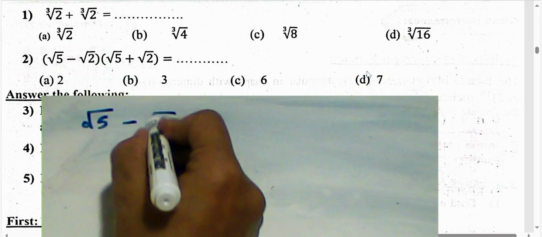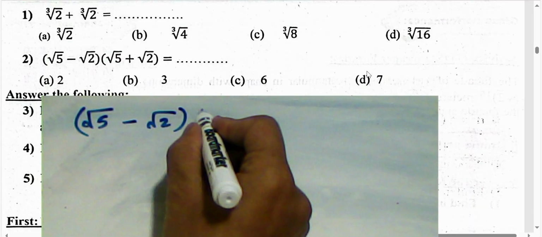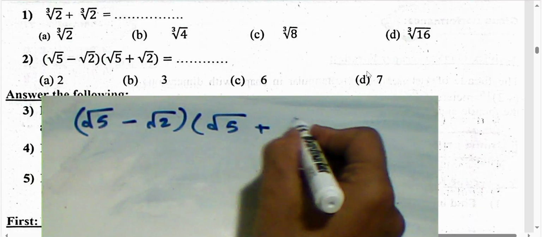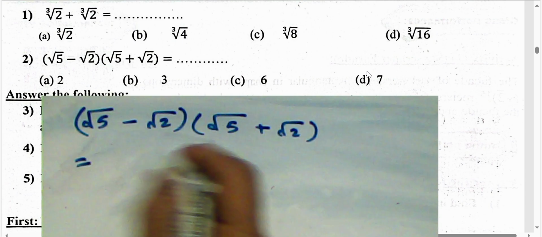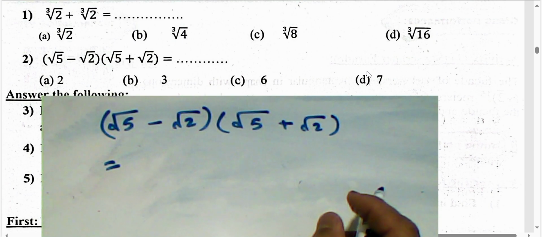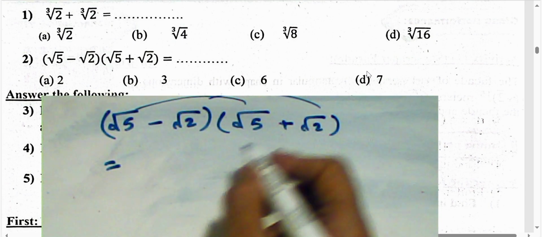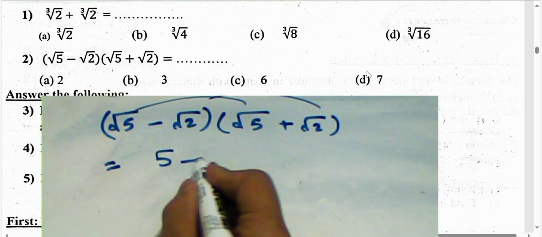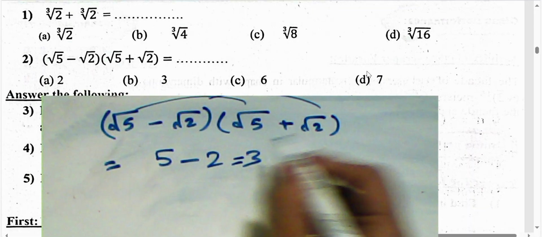Next question. We have the square root of 5 minus the square root of 2, multiplied by the square root of 5 plus the square root of 2. We can find the result by multiplying conjugate numbers, first by first and second by second. Root 5 times root 5 is 5. Root 2 times root 2 is 2. 5 minus 2 equals 3. Then the answer here will be 3.